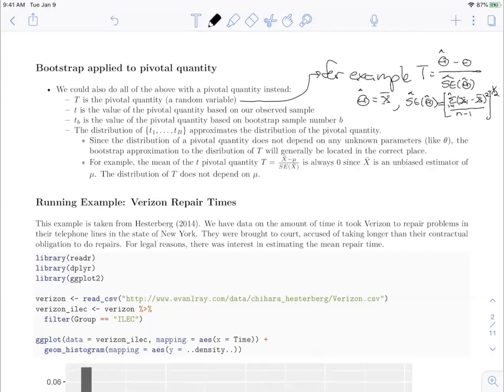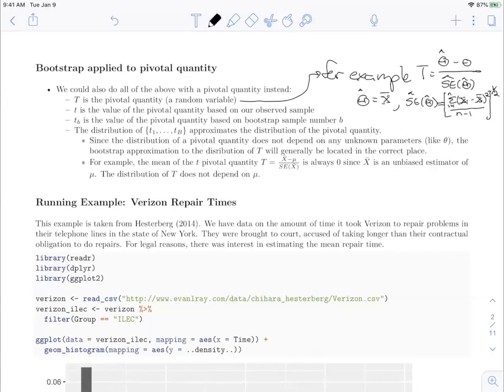So to make this concrete, suppose that I'm thinking about this pivotal quantity, the t statistic, T equals x bar minus mu over the standard error of x bar. Well, since x bar is an unbiased estimator of mu, the expected value of the numerator is 0. The expected value of x bar minus mu equals 0. So that means that the expected value of T is 0. So the mean of this distribution of T will always be 0, and the location of the distribution will not change depending on whether I'm looking at the actual sampling distribution or the bootstrap approximation to the sampling distribution.